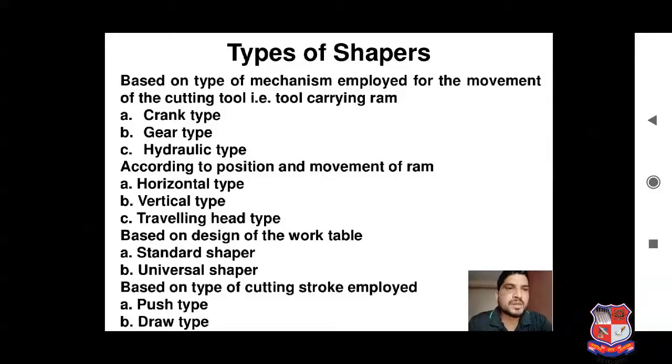Second one, draw type or pull type. In this machine, the tool is held inverted. Inverted means the tool has a cutting edge which is at the side of the column. During the forward stroke there is no cutting, and during the return stroke cutting is carried out. So it is called pull type of shaper machine as well as draw type of shaper machine.